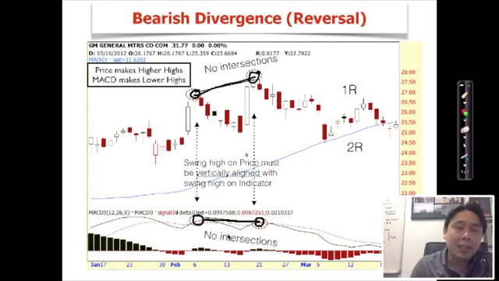Now, if you see that the price is making higher highs, but the MACD is making lower highs, that's a conflict, that's a divergence pattern. So once you see that, you know that, okay, there's a high probability that this guy's going to go down. So what do you do over here? You do a sell, you short sell.